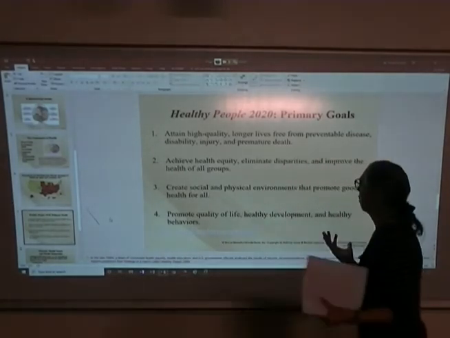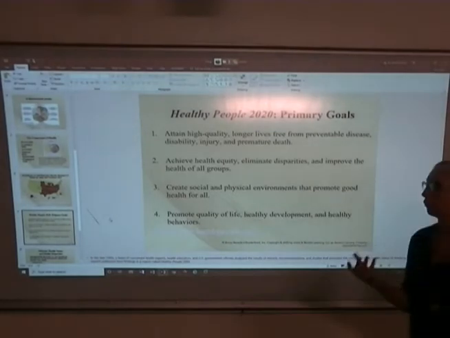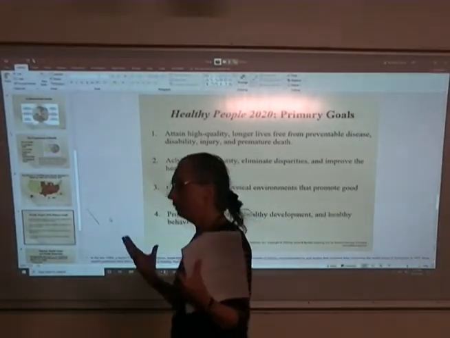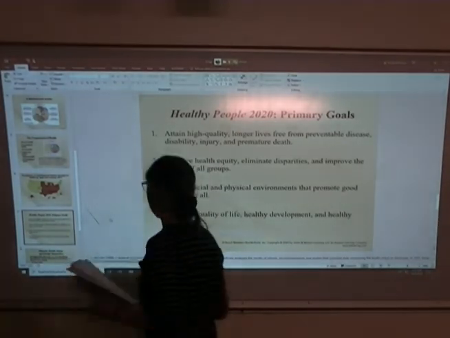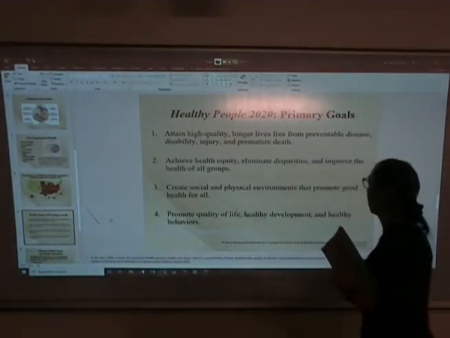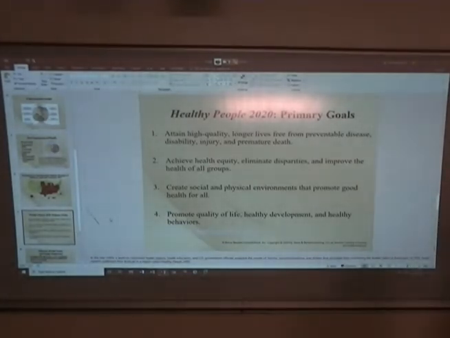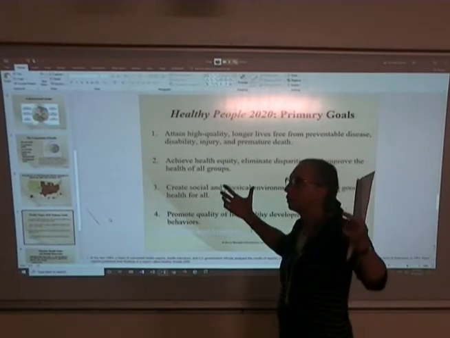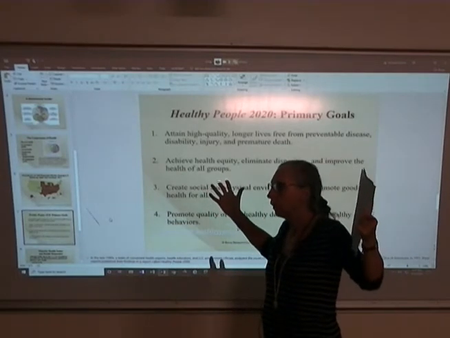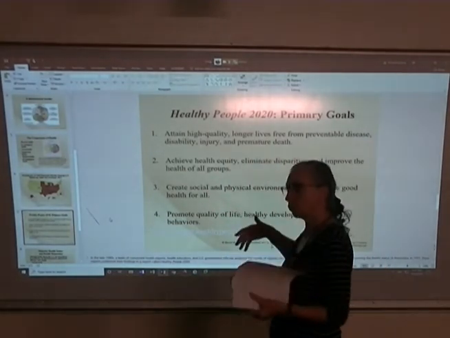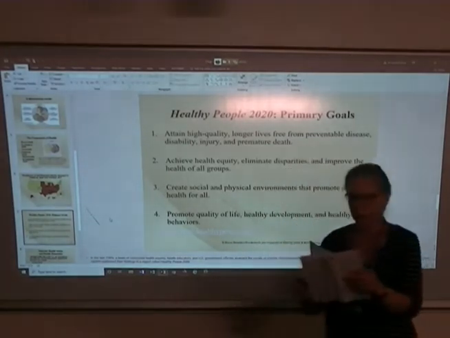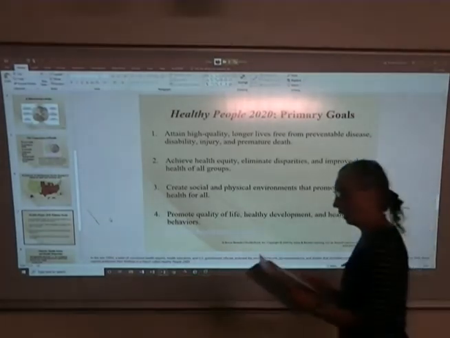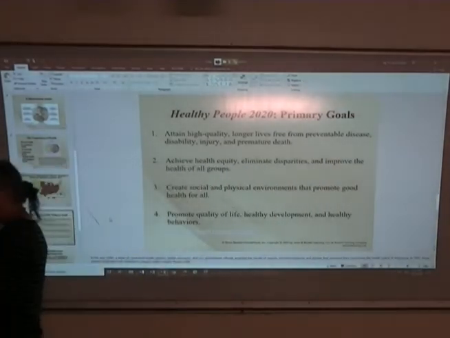We want social and physical environments that promote good health for all. So, lots of park space, lots of safe open space to be physically active. Promote quality of life and healthy behaviors. So the goals are not way out there and weird. These all seem reasonable and one would hope achievable, but we'll find out whether or not they were actually achievable.